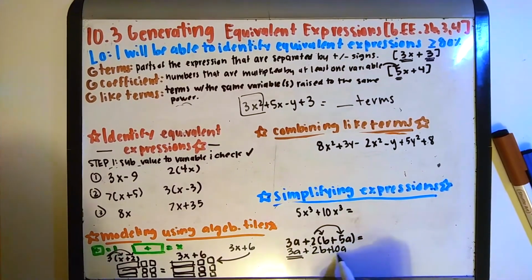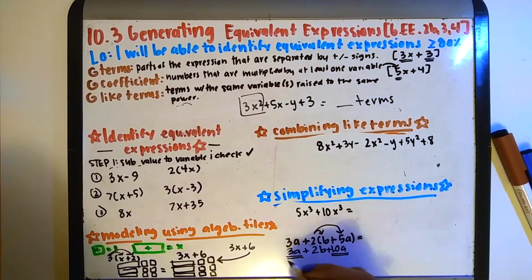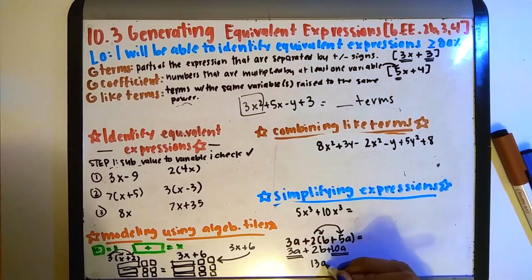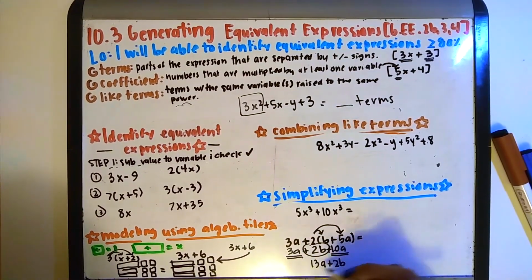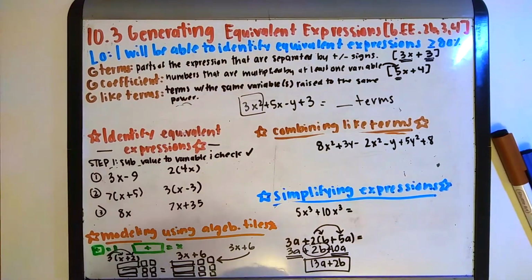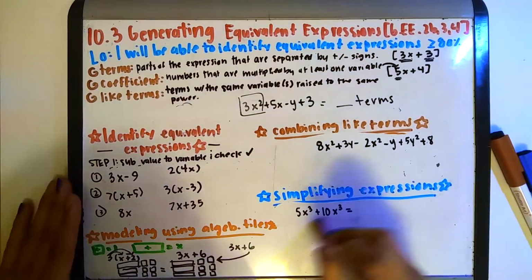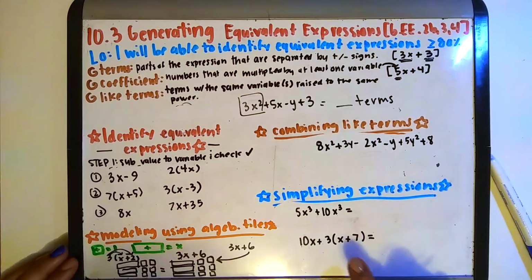I have my a's right here, apples with apples, right? So that will be 10 plus 3, that will give me 13 apples. And then bananas, I only have those 2. So plus 2b, and I'm done with that one. That will be my final answer. Let me give you one to do. Go ahead and simplify that expression.